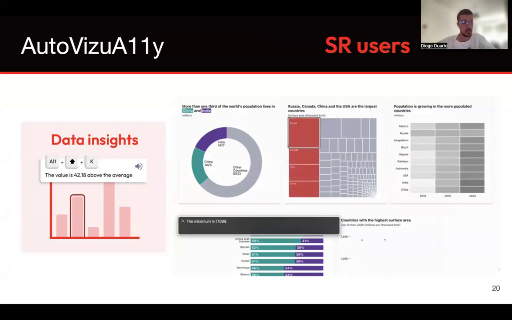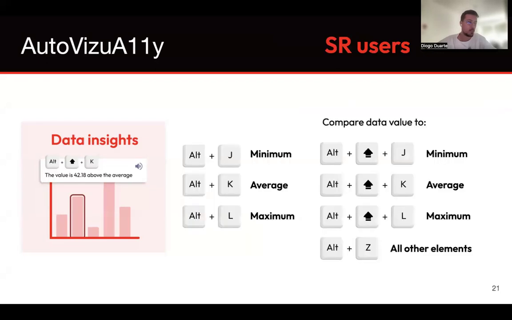Then we have data insights. So one requirement that we gathered in the interviews with screen reader users was the ability to easily know some statistical insights from the chart. They can be requested while keyboard focused, either the chart or any of the underlying elements. That said, users can ask for the minimum, average, and maximum values of a chart, and additionally, while focused on a specific data element, they can compare it against the same three insights, or alternatively, know how it compares against other elements in the same chart.